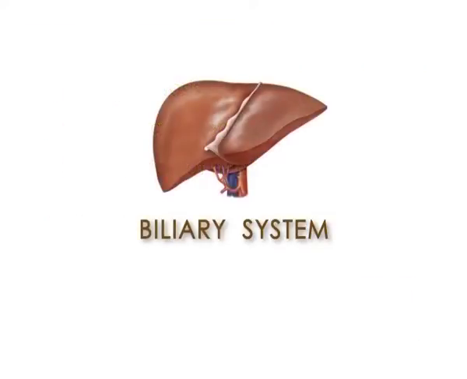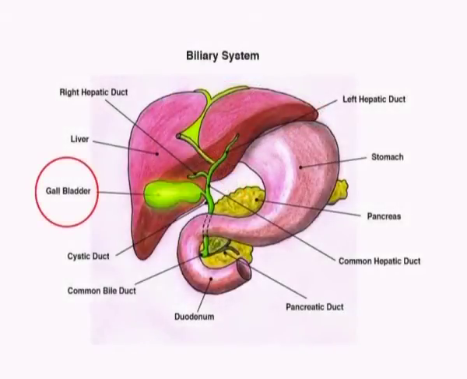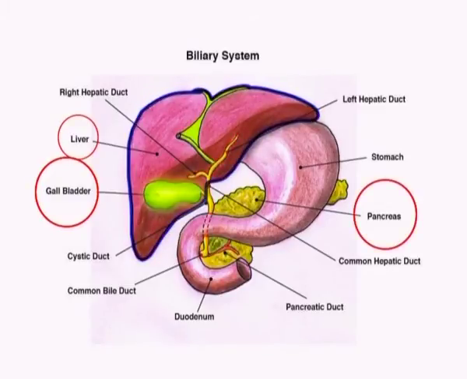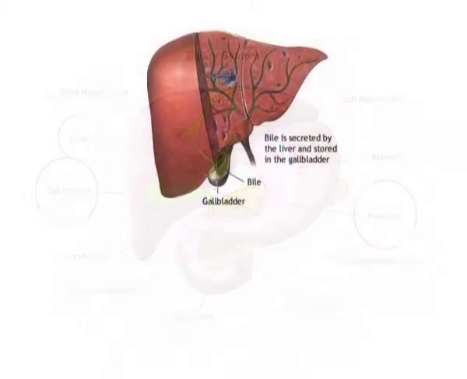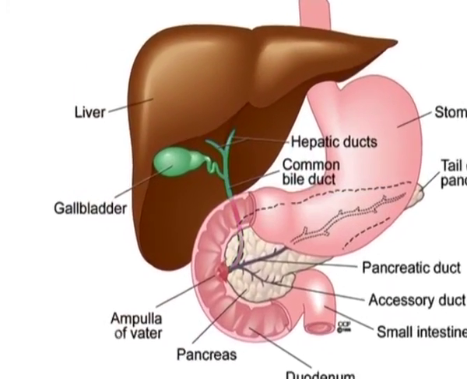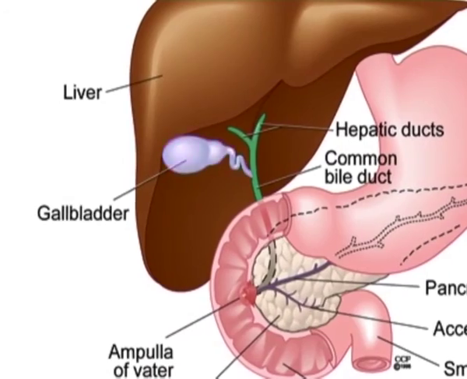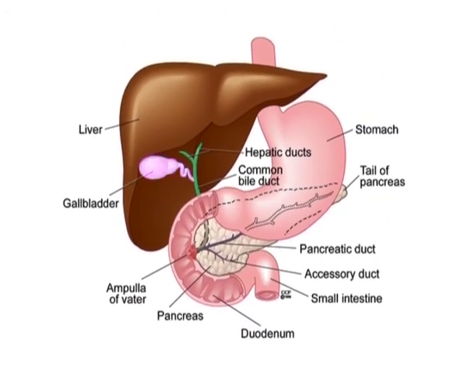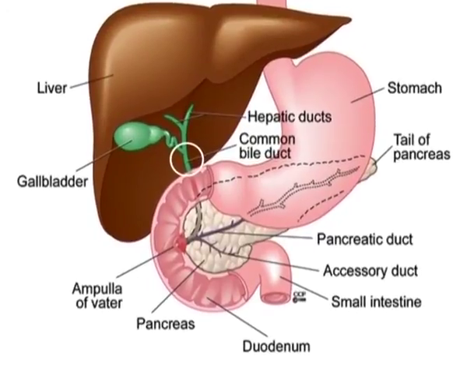Next comes the biliary system. The gallbladder and the ducts that carry bile and other digestive enzymes from the liver, gallbladder, and pancreas to the small intestine are called the biliary system. Next comes bile. The liver cells secrete bile via the hepatic duct to the gallbladder for storage and hence on demand via the common bile duct to an opening near the pancreatic duct in the duodenum.